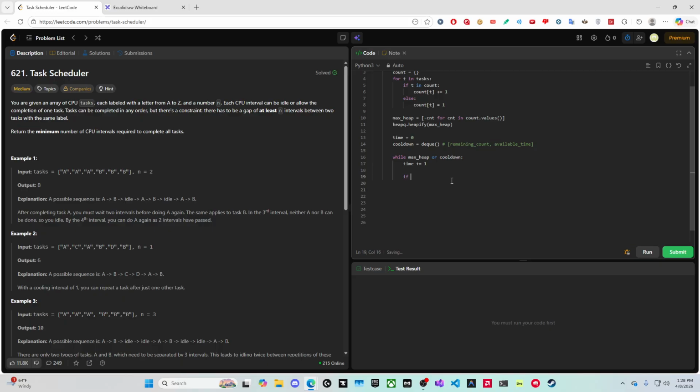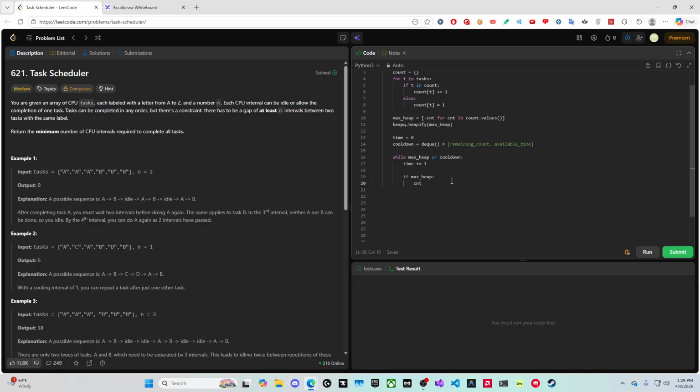Okay, so basically, if there's something in the max heap, what do we need to do? We need to add 1 to whatever the count is, because remember, we set the counts equal to negative. So if our max heap was something like this, we convert everything to a negative, right? So this 4 here, we add 1 to it and it'd be 3, right? So when we use up one task, naturally, it'll start trending closer to 0 as we expect, right?